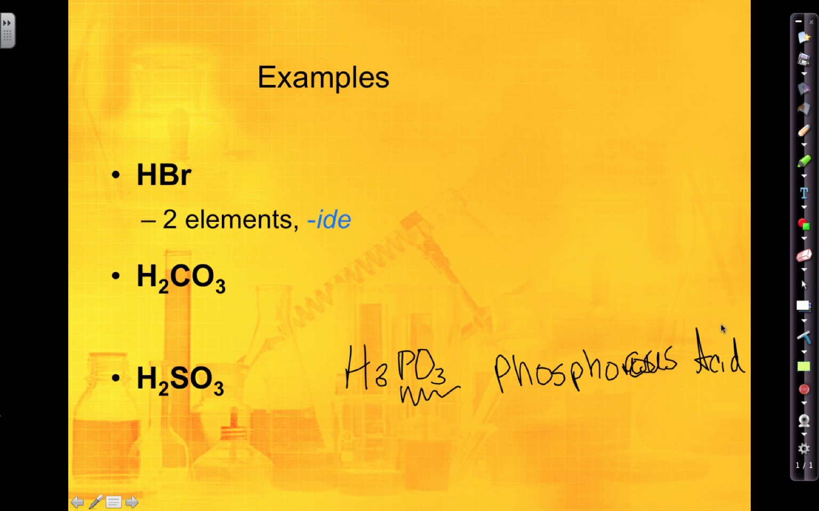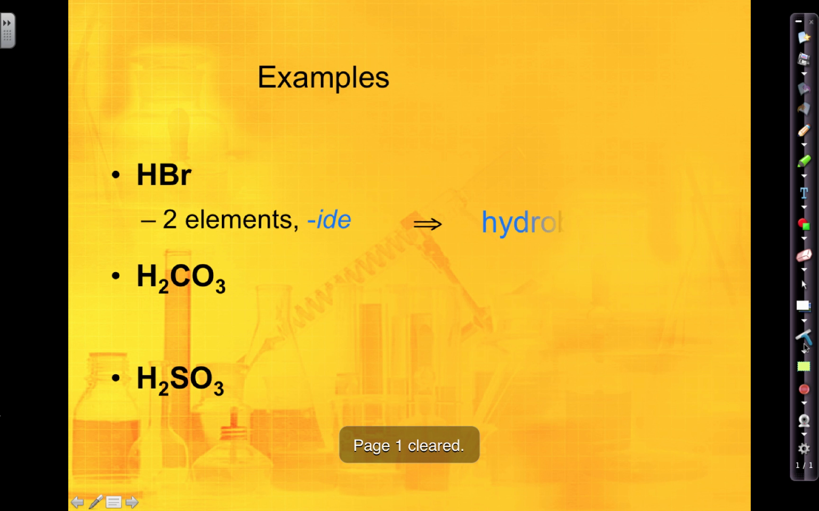Sorry, that's really messy. All right. And maybe we'll do some more practice with this. But let's look at how to put the formulas together.